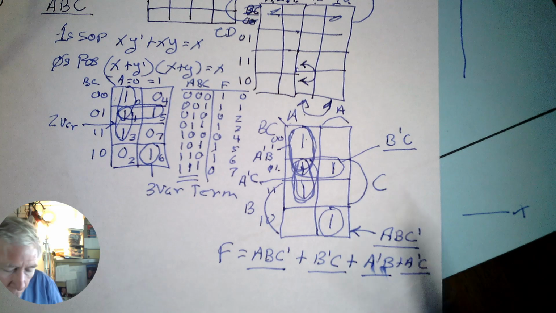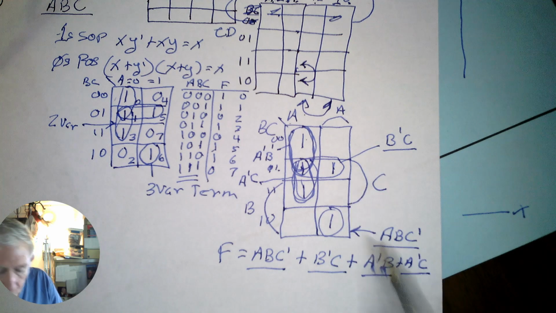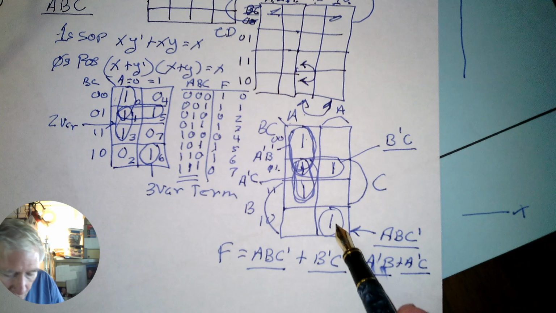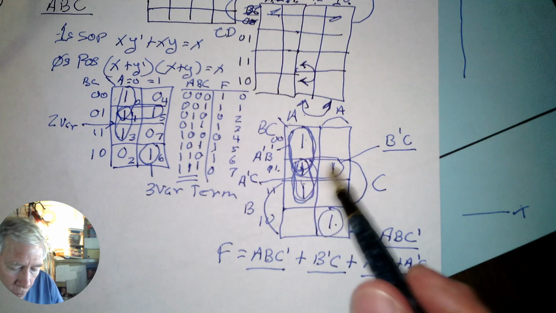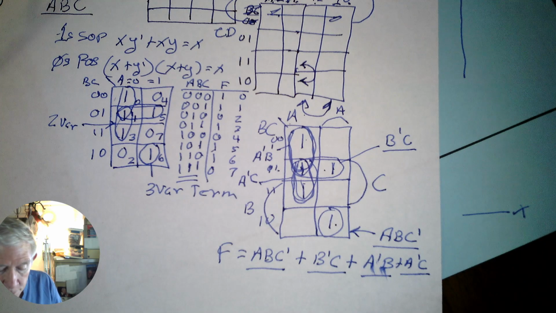I know this because I can see I can't group these anymore. And therefore I know that I can't shrink this. This has got to be A, B, C prime. I know these are going to be 2 variable terms, and I have 3 of them. There they are. And I know that's my optimum solution. Done. So that's how that works for a 3 variable map.